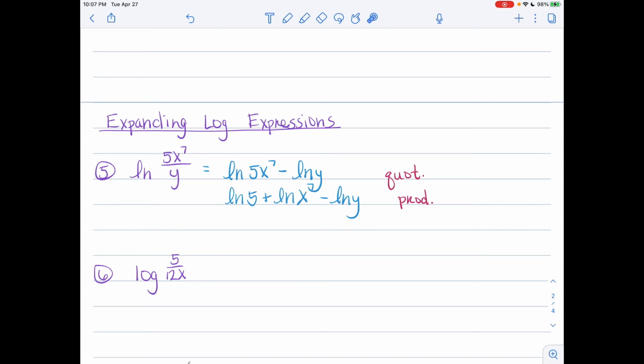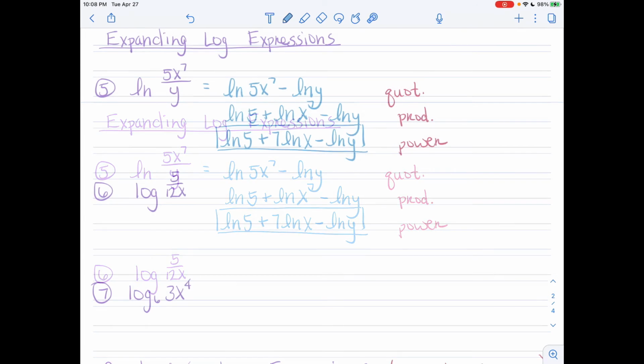All right, so now natural log of 5, I can't do anything else with that, but I have an x raised to the 7th power here. So I need to go ahead and rewrite this, moving the 7 to the front, and I can do that using my power property. So this will be natural log of 5 plus 7 natural log of x minus natural log of y. And that is fully expanded. I can't use any of these properties to expand any further.